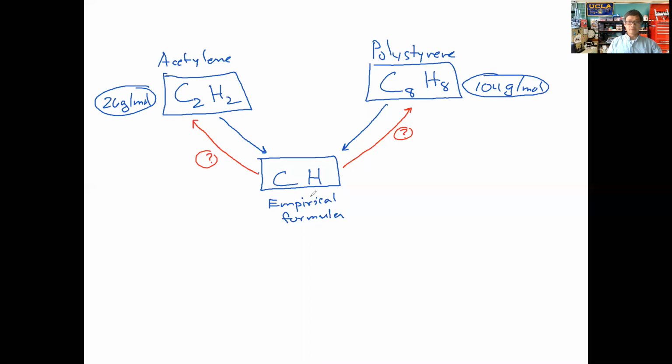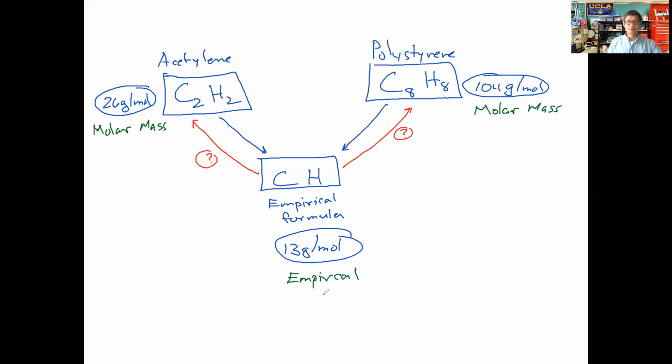Here, this is a formula, folks, so we should be able to obtain the mass of this particular compound as well, and that is going to be 1 carbon, 1 hydrogen. That's going to be 13 grams per mole, right? So let me make sure you understand this. What we did here is we calculated the molar mass. This is the molar mass of polystyrene. This is the molar mass of acetylene. This is what we call the empirical mass, because this is the empirical formula, and the mass of the empirical formula is going to be the empirical mass of that compound.